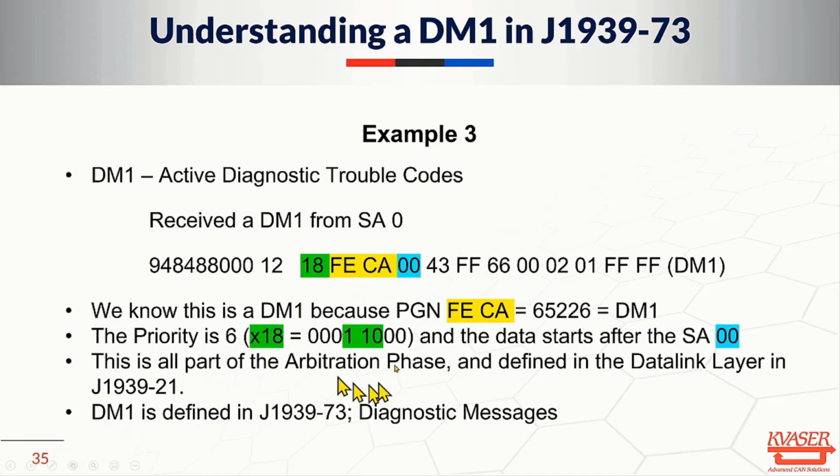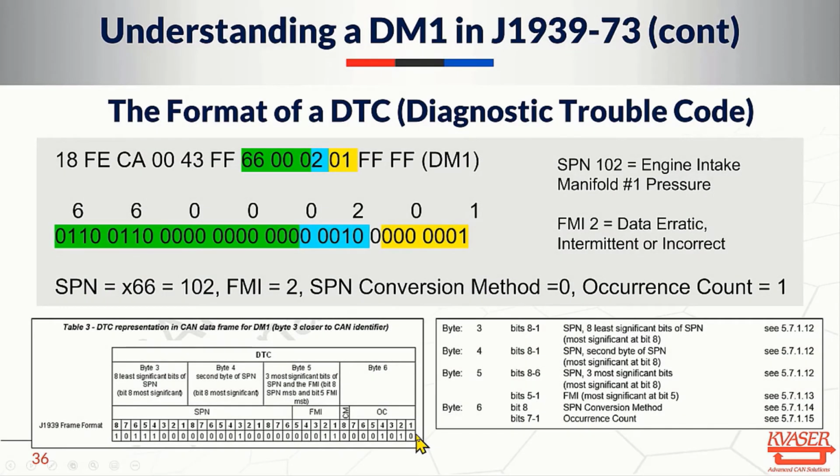We know it's a priority 6. We've already done that, and we know it's source address 00, so we know the engine ECU is sending it. That's also in the DA. Okay, this is all part of the arbitration phase and defined in the data link layer in the digital annex and defined in -21 as well. So DM1, as a diagnostic message, is defined in -73. And how to use the data is totally defined in -73. We're going to get into the data here. This is going to show you how to use the data.